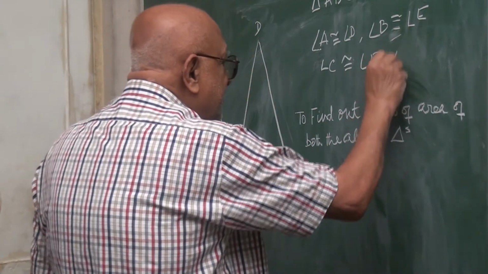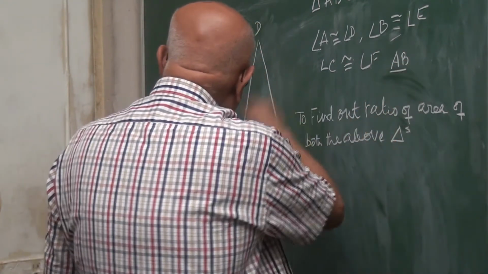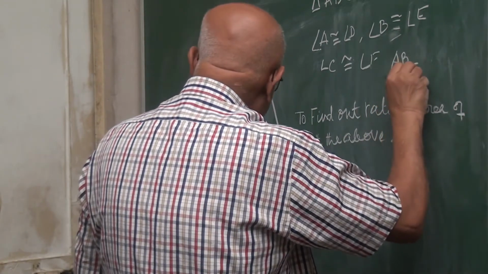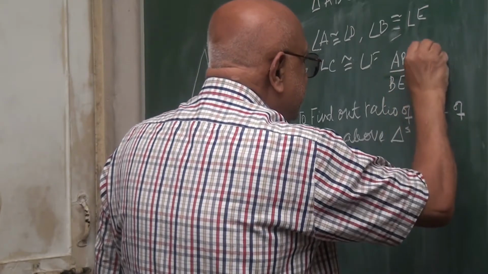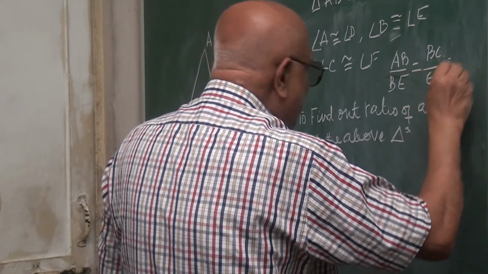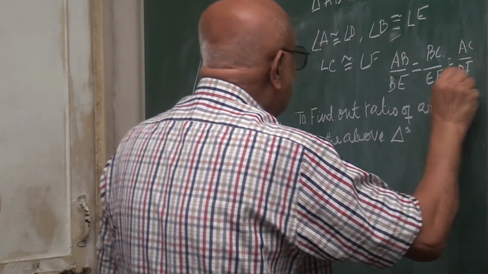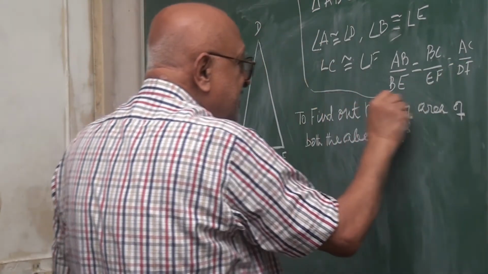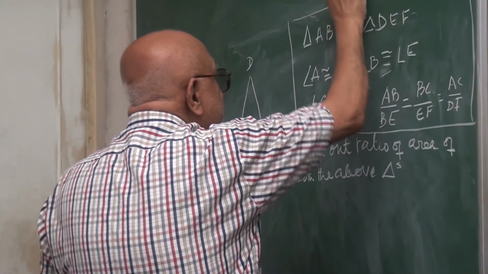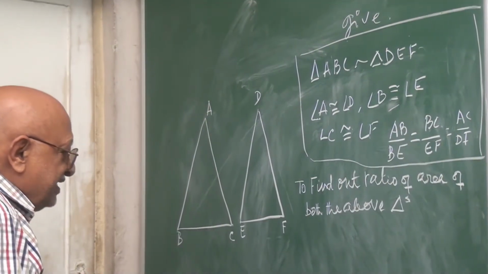Further it is given AB by corresponding part DE is equal to BC by EF, that is equal to AC by DF. This is given. All this is given once you say that they are similar. So I have to find out the ratio of the areas.